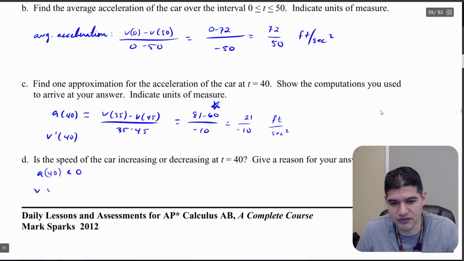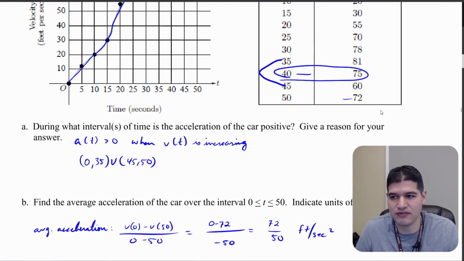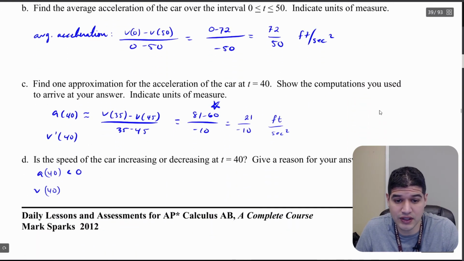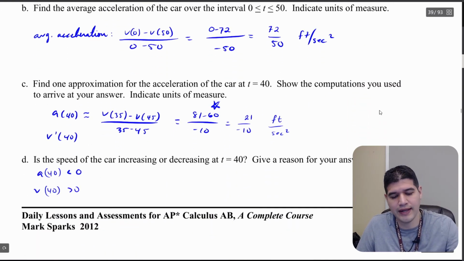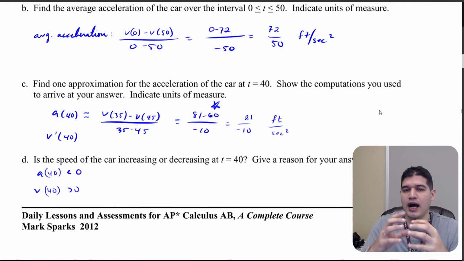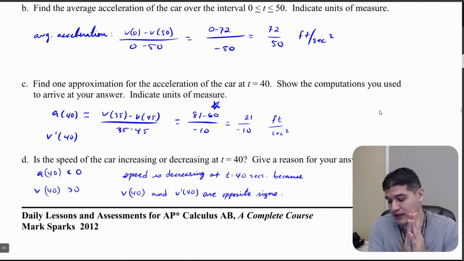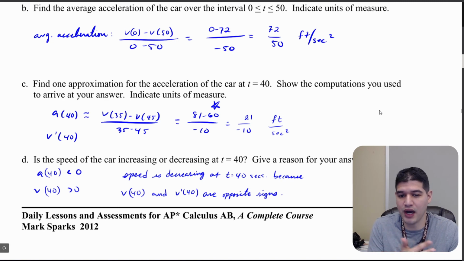And let's see, V of 40. If we look at V of 40, we can just grab that from this chart right here, that's at 75. So that's a positive 75. So then that's going to be greater than 0. And so what happens when those are opposite signs? That means that the speed of the car is going to be decreasing. The reason for that is because V of 40 and V prime of 40 are opposite signs.